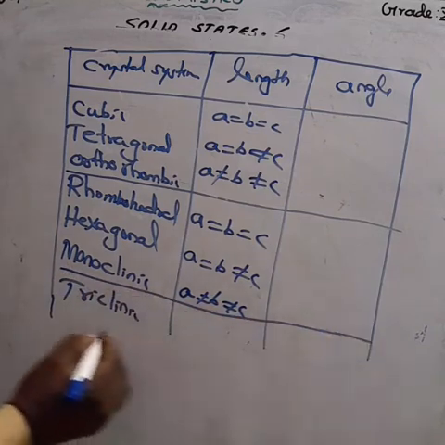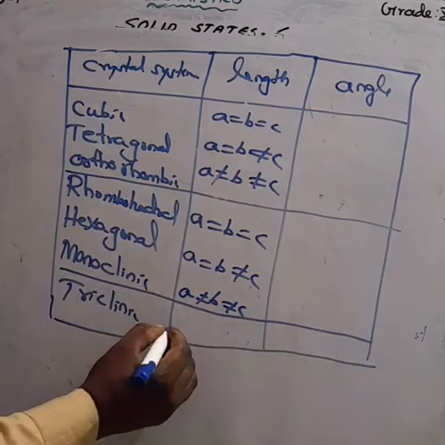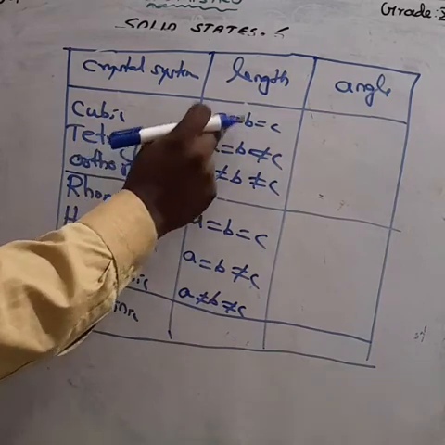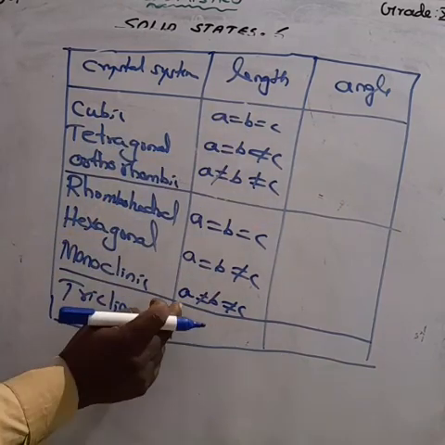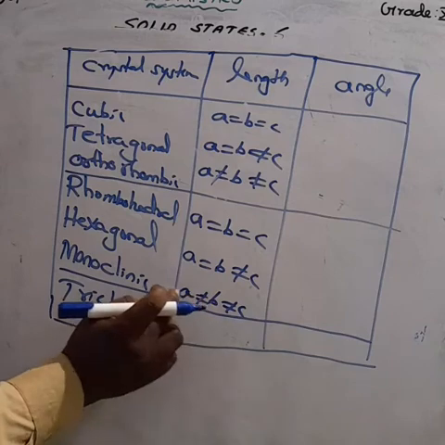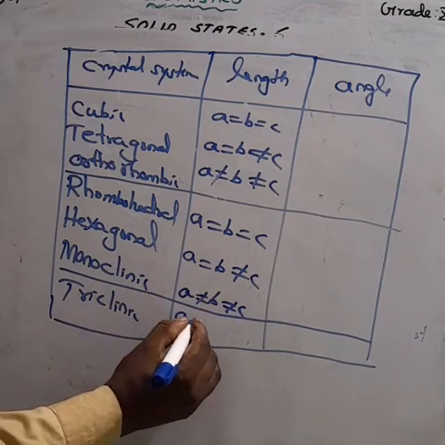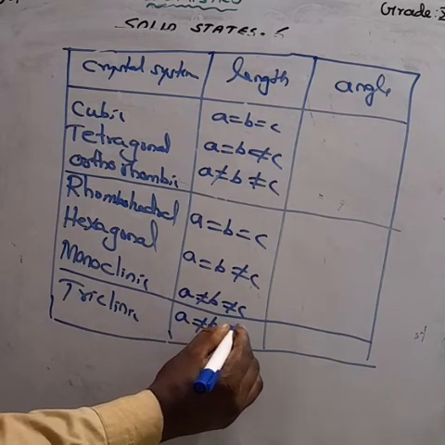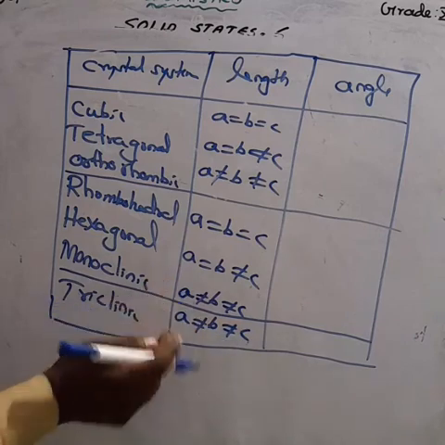Then for the seventh one, we are writing the opposite. The sixth is the same, and you write it also for the seventh: A is not equal to B, B is not equal to C.